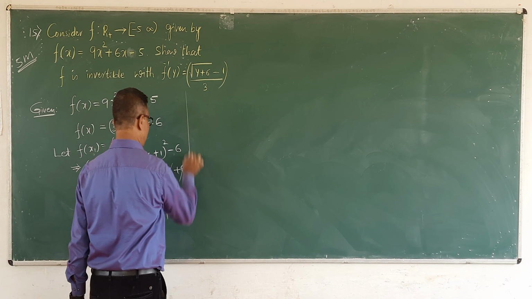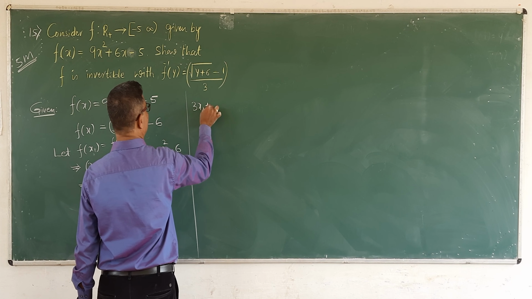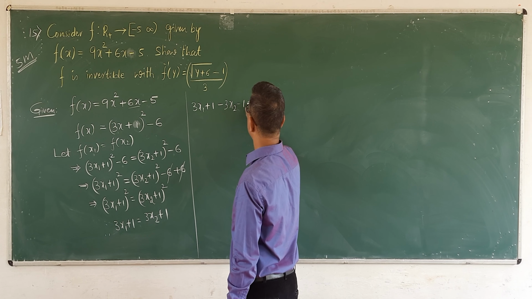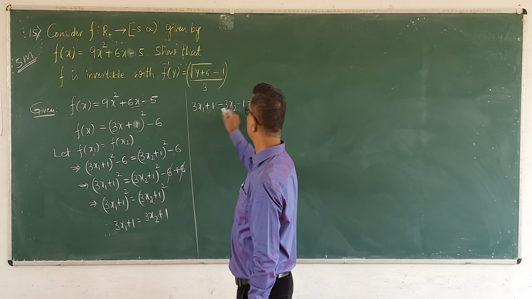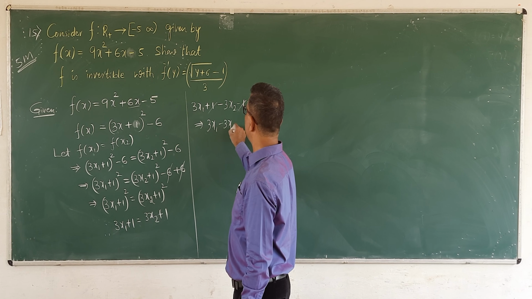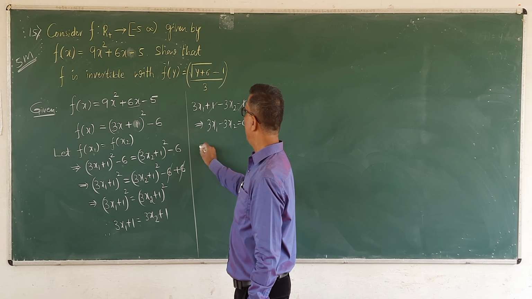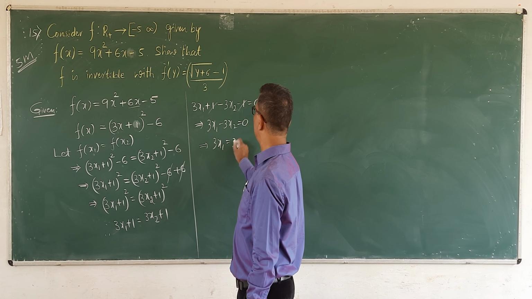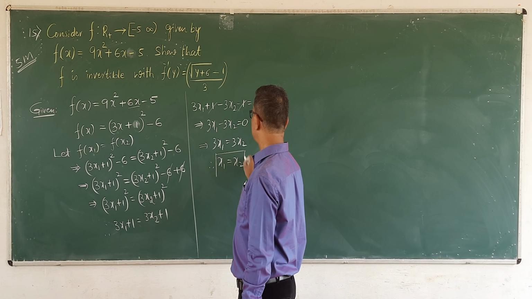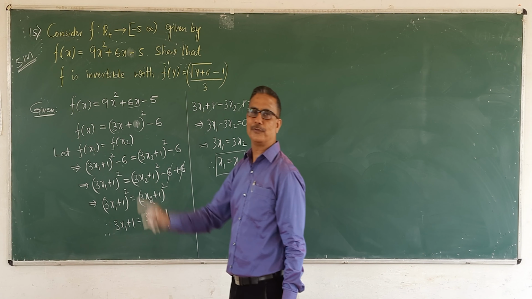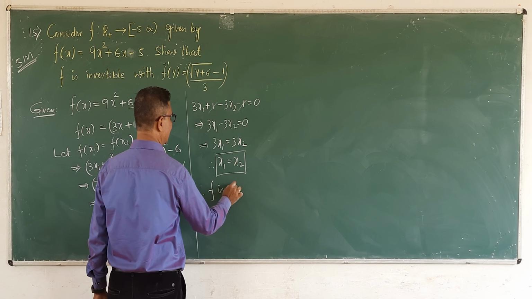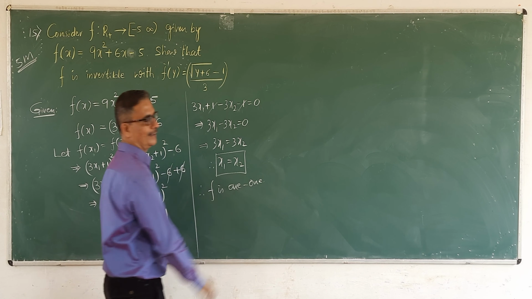Now further simplify. 3x1 plus 1, take equal on right side, minus 3x2 minus 1 is equal to 0. Here plus 1 minus 1 cancel. Implies 3x1 minus 3x2 is equal to 0, or 3x1 is equal to 3x2, divided by 3, x1 is equal to x2. So f of x1 is equal to f of x2 implies x1 is equal to x2. Therefore the function f is 1-1 function.